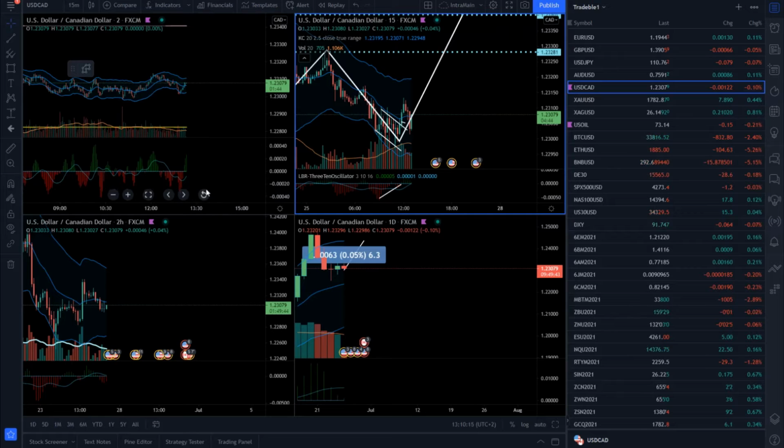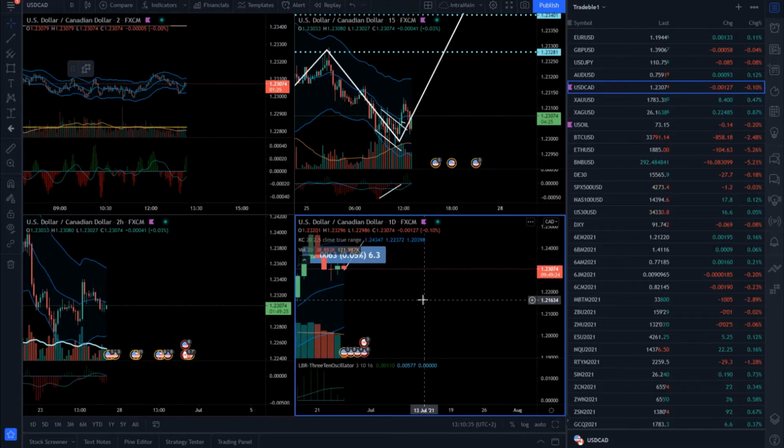Traders, for today's analysis I decided to cover USD versus Canadian dollar, and I think there is a good opportunity here for upside movement today. I will go through different time frames and also combine them with the market profile, and tell you my reason behind this bullish idea.